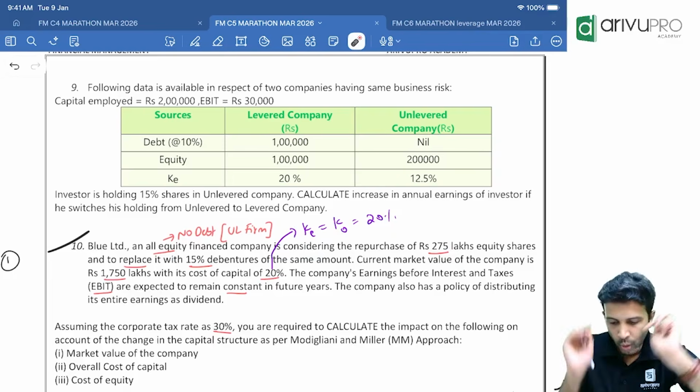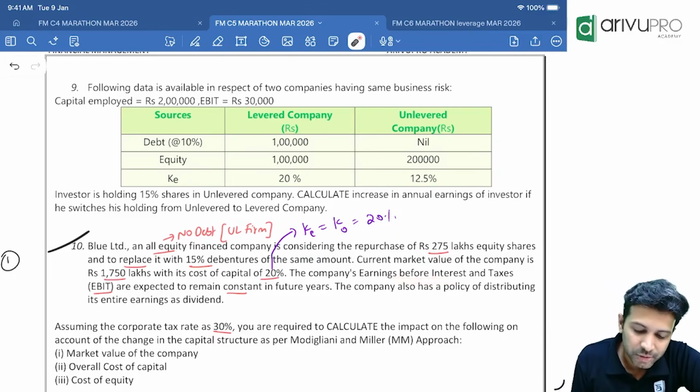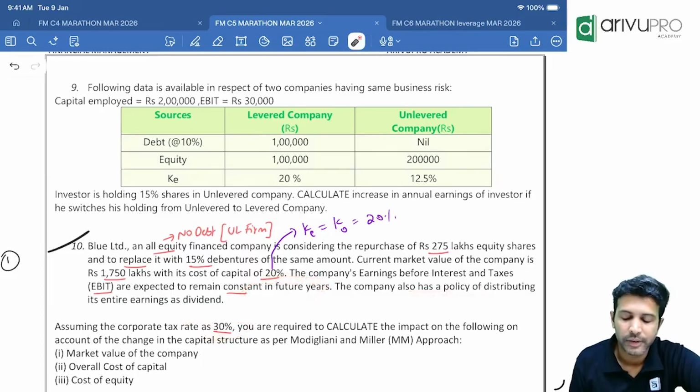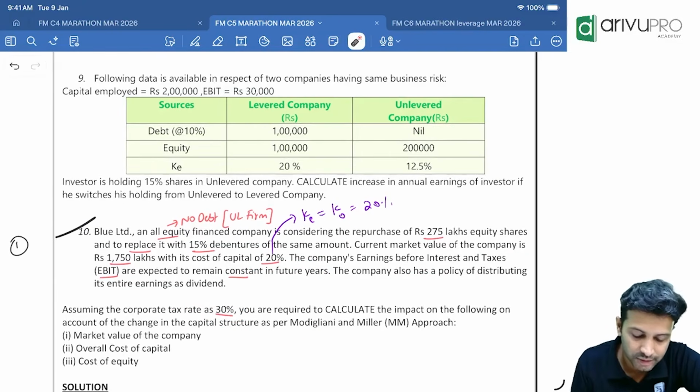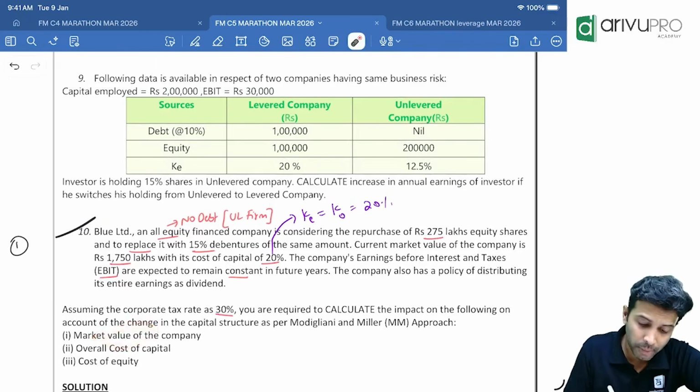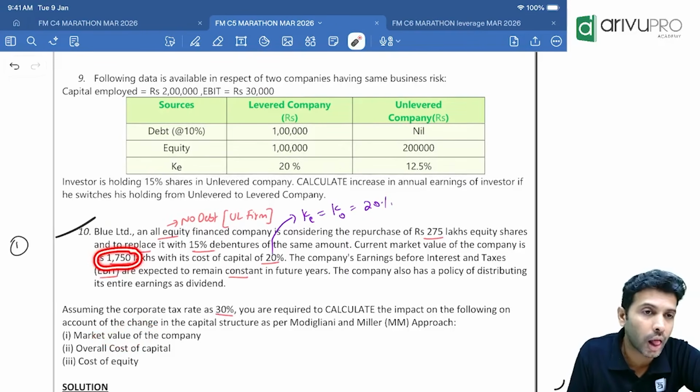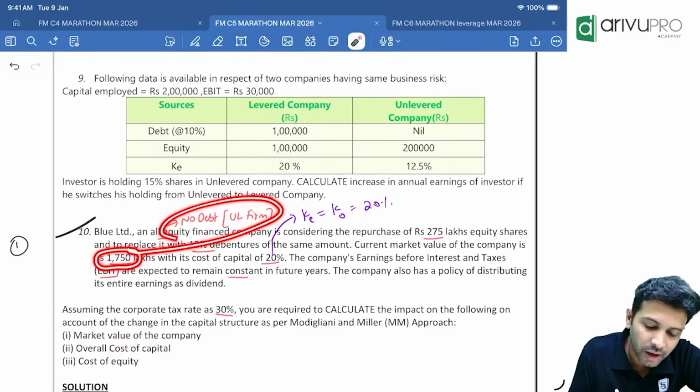The company's EBIT is expected to remain constant in future years. Tax rate, how much? 30%. As per MM approach, you need to calculate three things. Market value of the company. So market value is given, 1750. This is the market value of the unlevered firm.